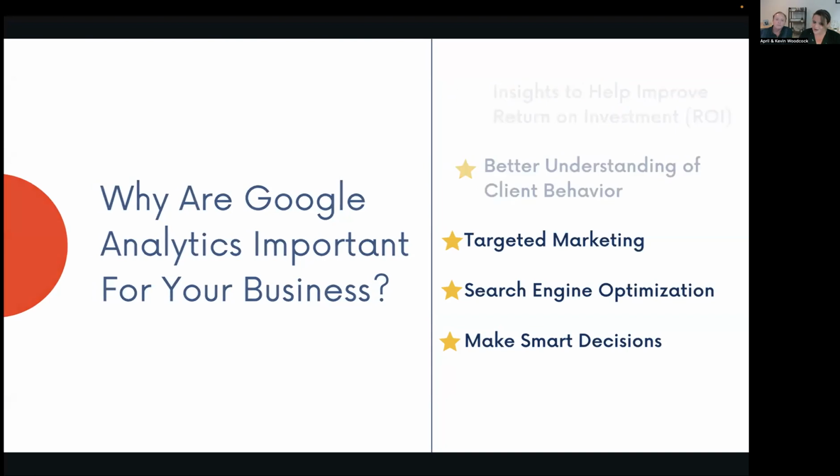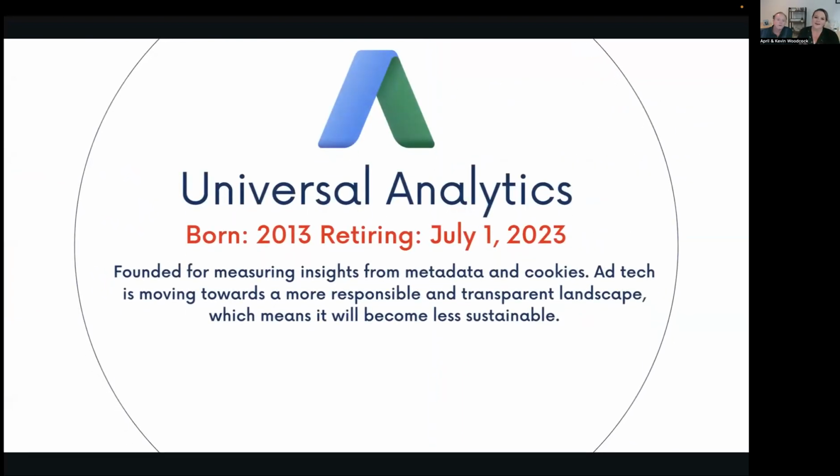But let's talk about what's happening. The version we've been using is called Universal Analytics. It was born in 2013, and it's been around for 10 years, my friends. It's retiring July 1st. Recently there have been lots of privacy issues online. We continue to have hacks and spam and all this great stuff.